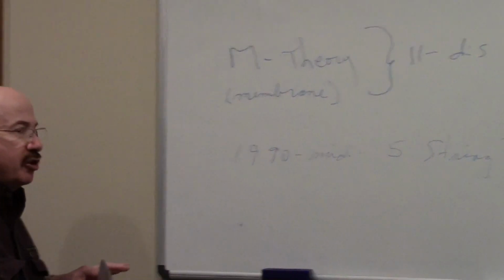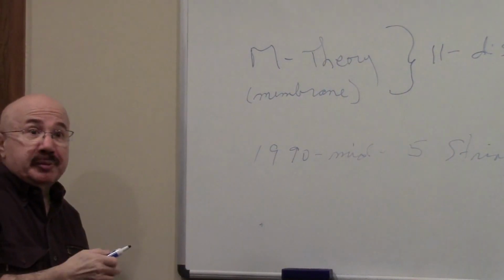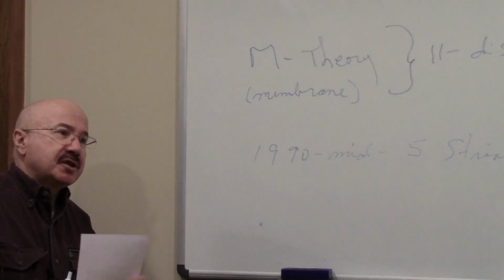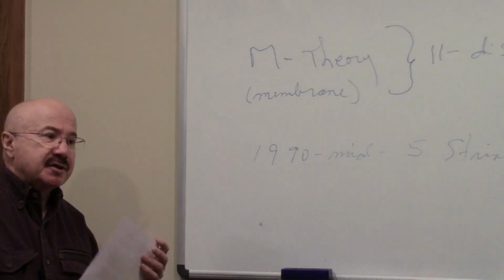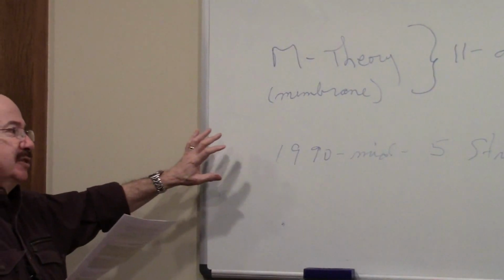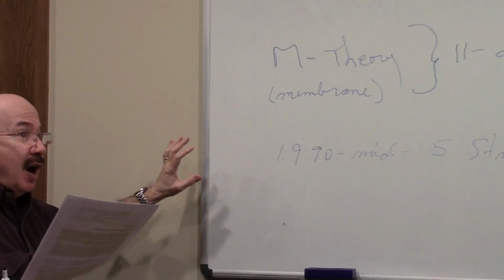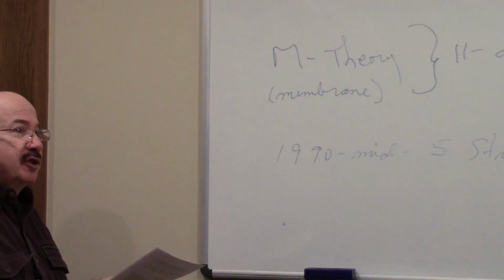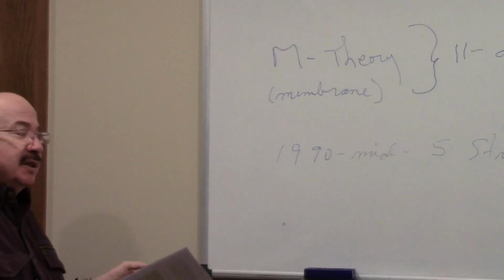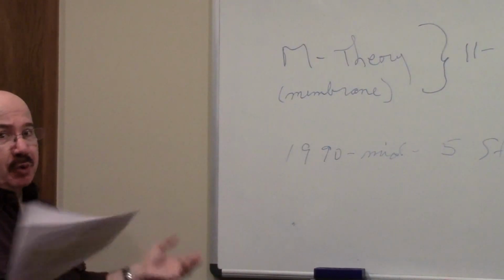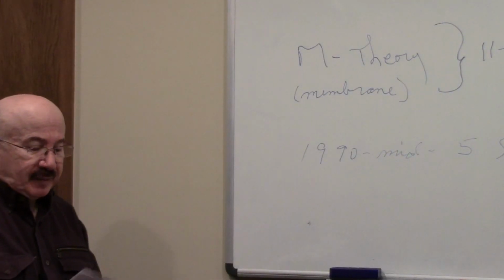So we have 5 different string theories, and they all appeared valid. This caused a lot of concern among scientists, who said, well, look, these can't all be valid. There's something odd about having 5 different theories all being valid that supposedly represent reality.